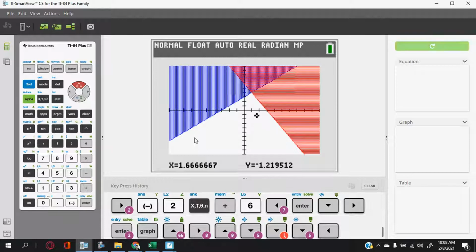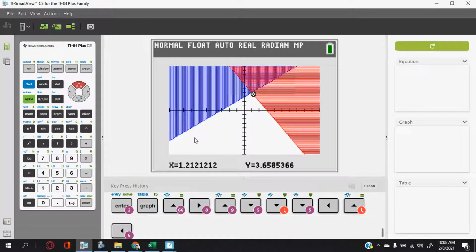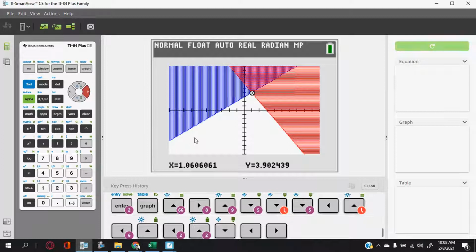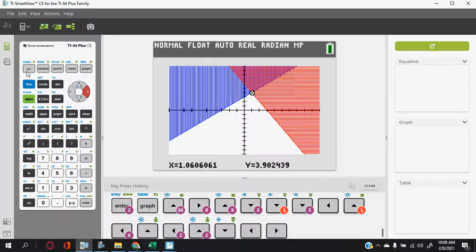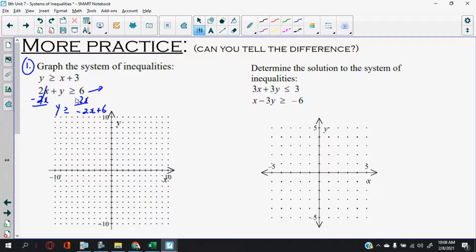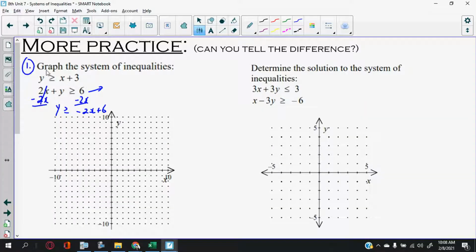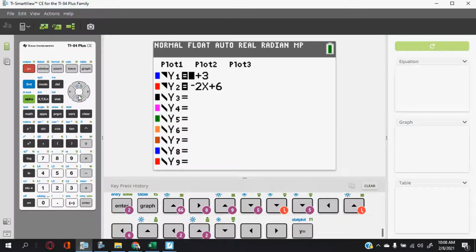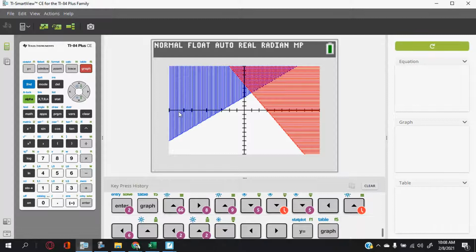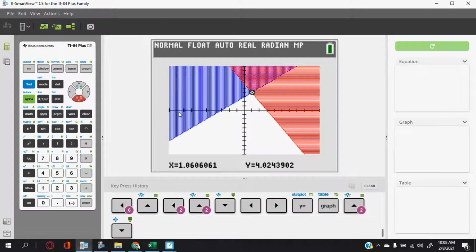Let me point my cursor right at where the solution is, which I'm guessing is (1, 4). At (1, 4), is that the solution? Look back at the equation. Actually, let's use this one. It's better now. Oh, actually, I have to look at the original. They're both equal to, so they're both solid lines. They're both solid lines, so yes, that's a solution because they're both solid lines. You're going to include all the answers on the line.